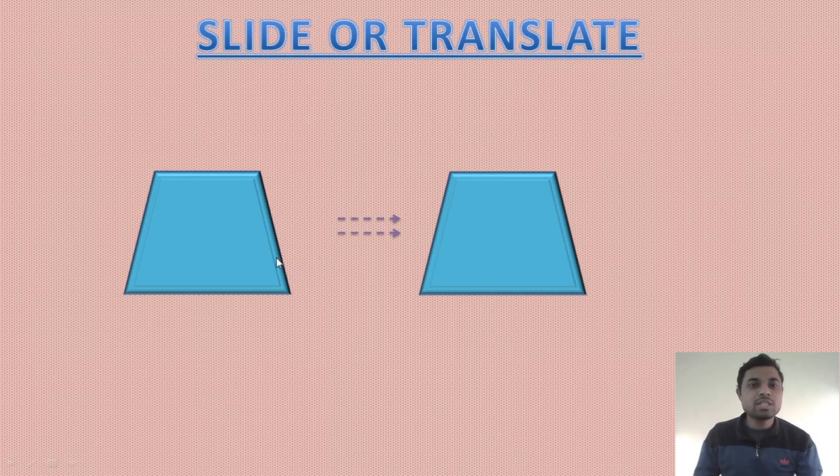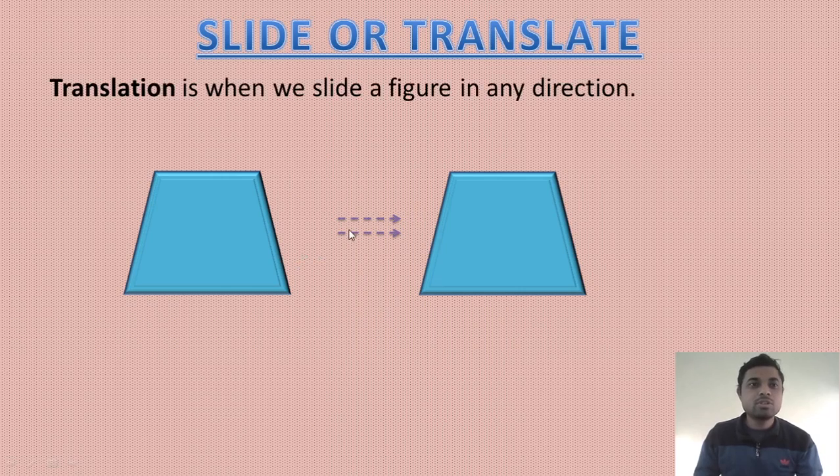Okay, so we just slide from here to here. We'll call this translation. So translation is when we slide a figure in any direction. You can move in this direction also, you can move in this direction also, any direction. If you move it without changing its shape and size, we'll call it translation. Just see, all of its parts will move.